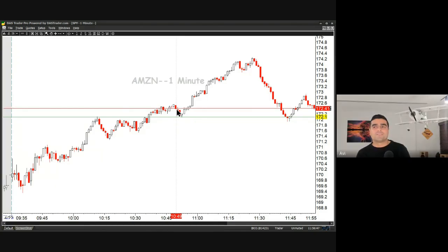You still don't have specific candlestick setups. You don't have a double top. You don't have a massive long tail hammer. You have nothing here to tell you it's short. The only thing it's telling you in this area is that it broke from high of day, and if it retests, you have an opportunity. That's the only thing it's telling you.